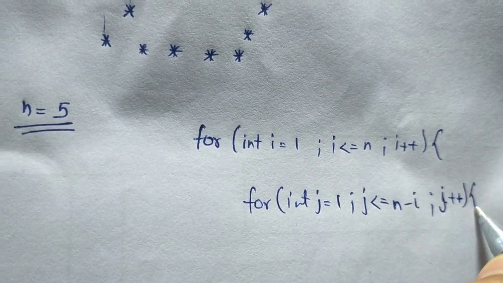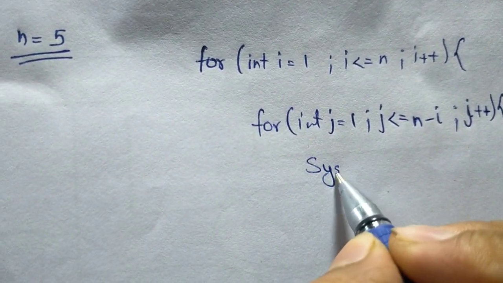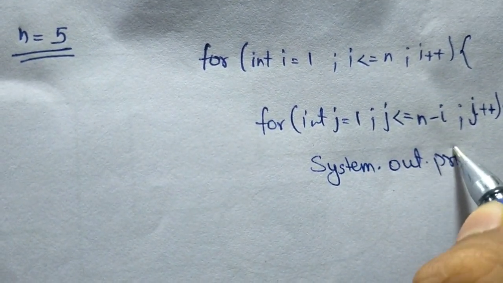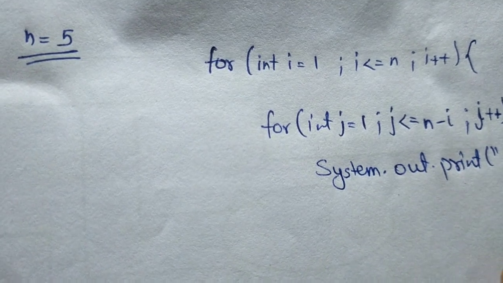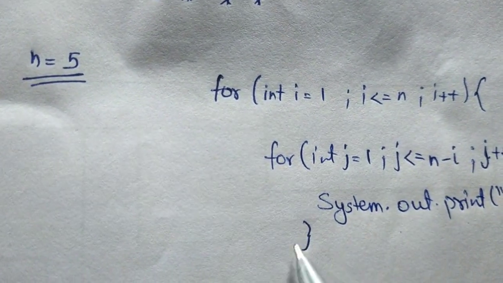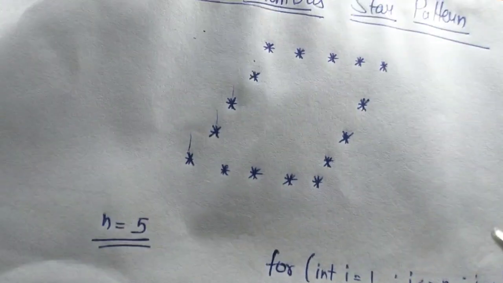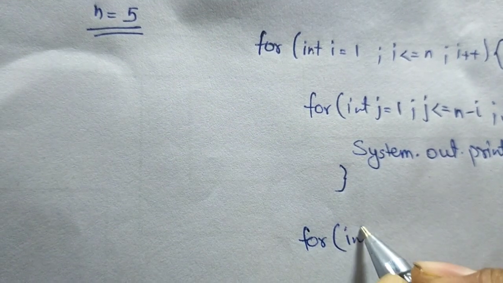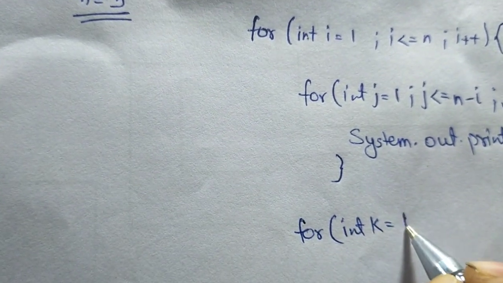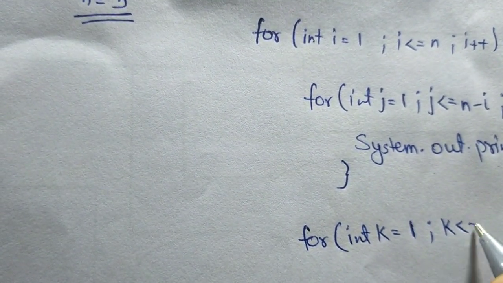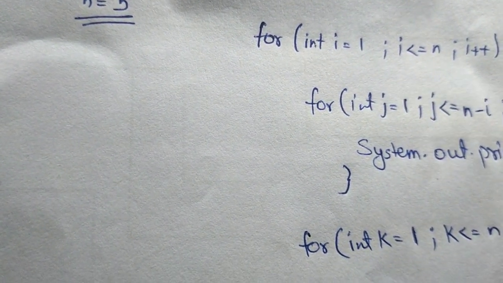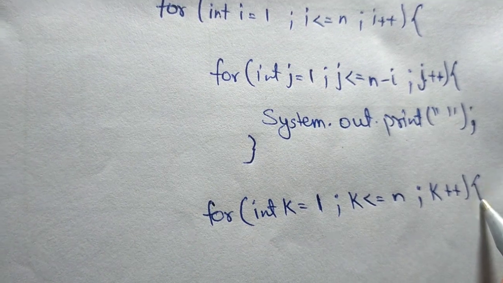So this loop is for printing spaces. Okay, we close the loop. After that, we print stars. For printing stars, we make for int k equals 1, k less than or equal to n, k plus plus. This is for printing stars.